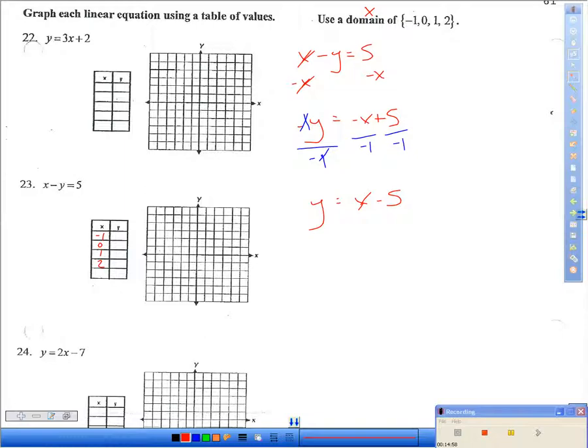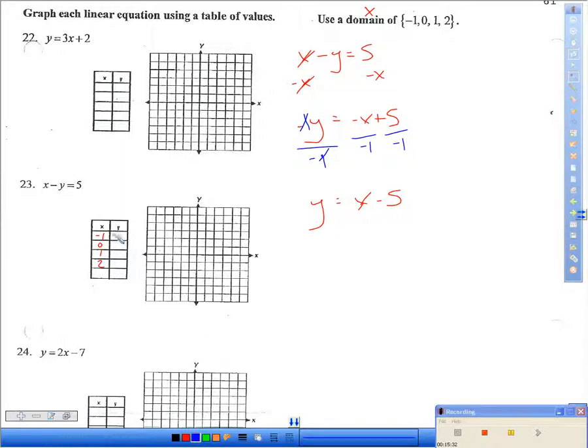But if it doesn't specify what to use, we can use any numbers that we want. I just recommend using small numbers and numbers that are going to give you whole number answers in our equation. So we'll see some in a minute where we'll pick and choose a little bit differently what numbers we use if you're given the option. If it tells you to use this domain, though, then we need to use that domain. Once we've filled in our x values in our table of values, now we need to figure out what the y values are going to be when we use those x values.